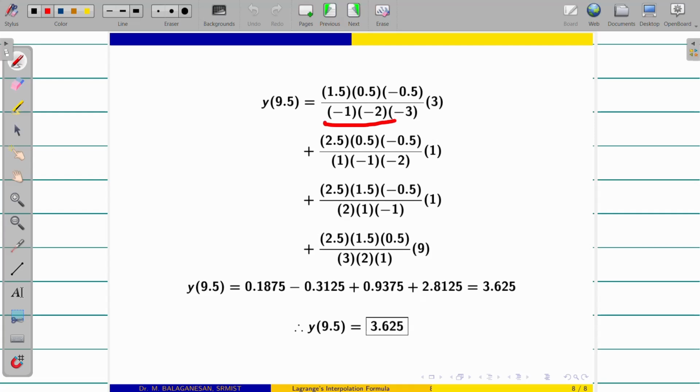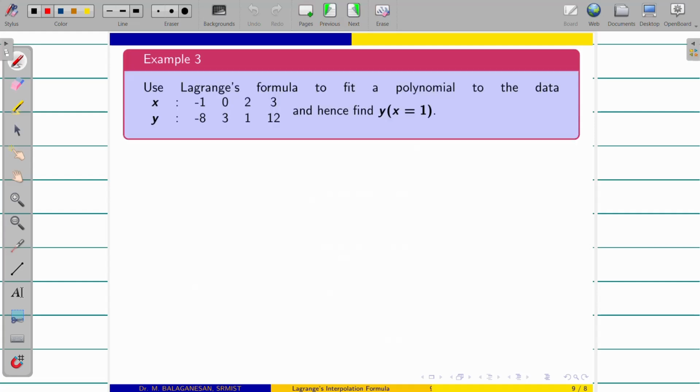While solving the terms, use the clue I gave in the previous problem. Put all the numerator values in braces, and then divide by the denominator value, also in braces. It will be easy to calculate, and we won't make any mistakes. That's it: Y of 9.5 is equivalent to 3.625. Here the given values of y are not in ascending order, so we can't come to a conclusion whether it is right or wrong. Right, I have given a note problem.